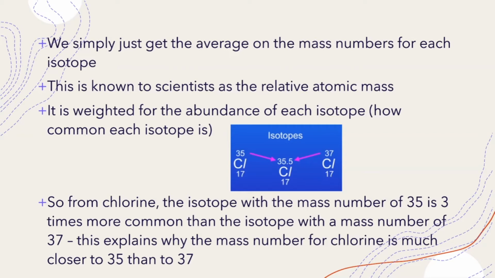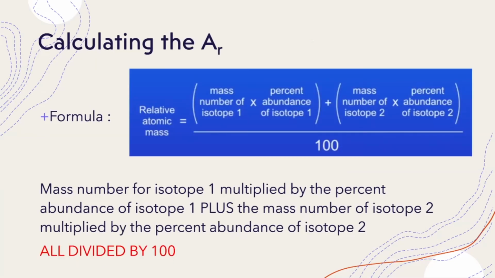It is weighted for the abundance of each isotope, and this is how common each isotope is. So for chlorine, the isotope with the mass number of 35 is three times more common than the isotope with a mass number of 37, and this simply explains why the mass number for chlorine is much closer to 35 than to 37. So, calculating the relative atomic mass.